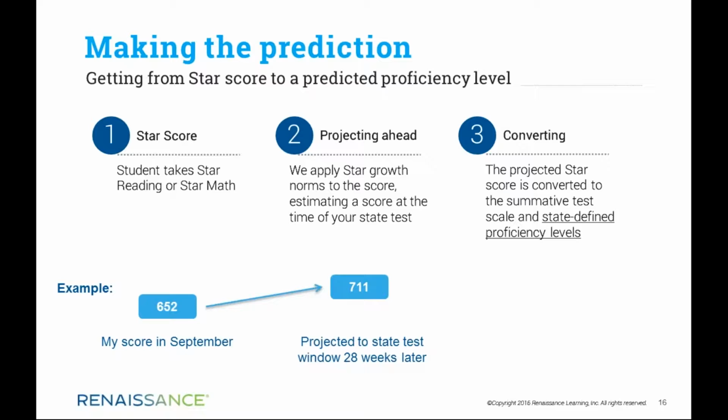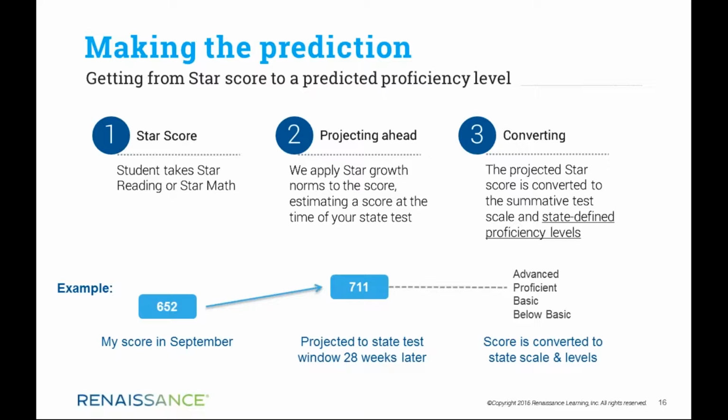Once we've projected ahead, we go back to our concordance table and figure out how they might do on the state score, on the state scale. And then we refer to what the state has established as its state-defined proficiency levels. Most states have between 3 and 5 proficiency categories, such as proficient or advanced or below basic and so forth. And that's how we do the prediction.